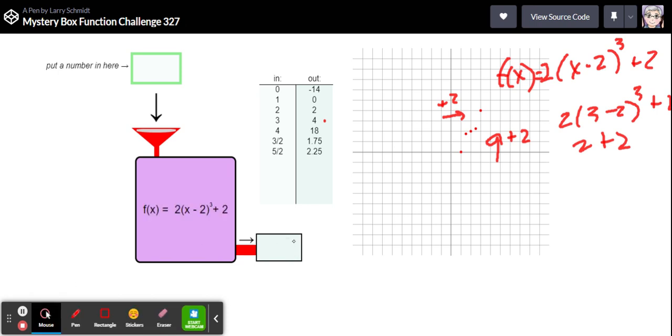Let's go ahead and look. Yeah, 2 times x minus 2 quantity cubed plus 2, and we can graph that as well. And you see that typical cubic function. It's a little bit more steep because of that multiplier, and then just moved up 2 and over to the right 2.